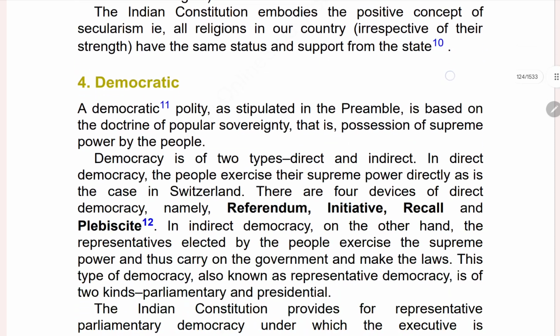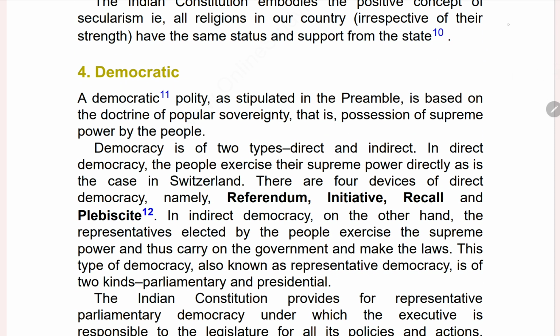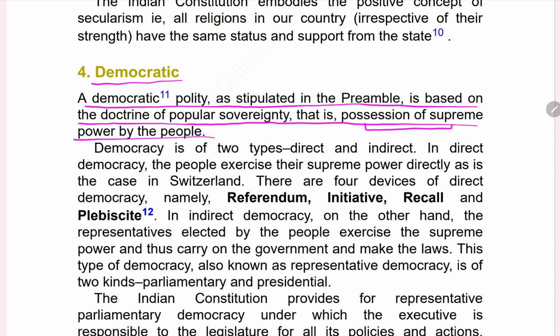All right. Now we will see the term democratic. What does the word democratic signify? A democratic polity, as stipulated in the preamble, is based on the doctrine of popular sovereignty, that is, possession of supreme power by the people. Possession of supreme power by the people is the actual meaning of the term democratic.